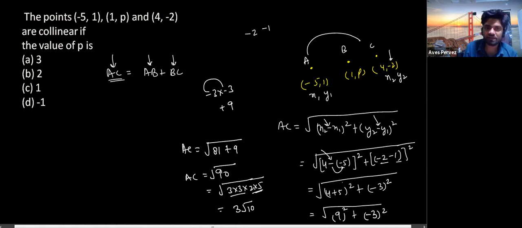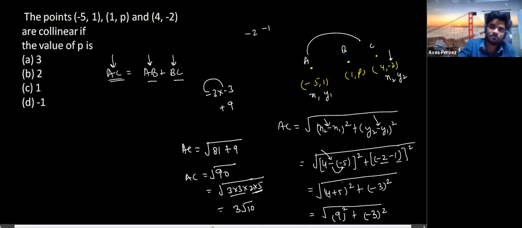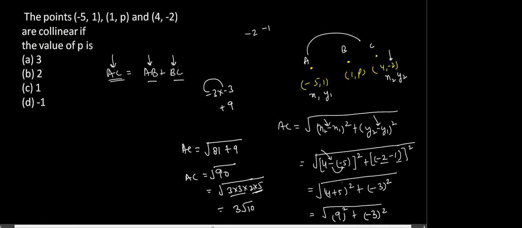Now calculate the distance of AB and BC. Sadhna, please calculate the distance of AB. I have a doubt. Tell me. When we do y2 minus y1, it will become p minus 1 square. So how to factorize, or how can we bring it to that?